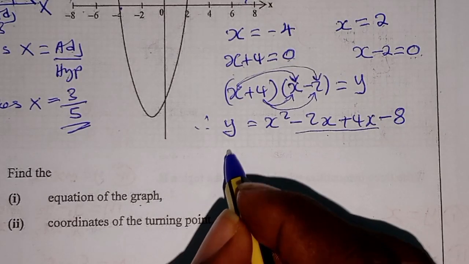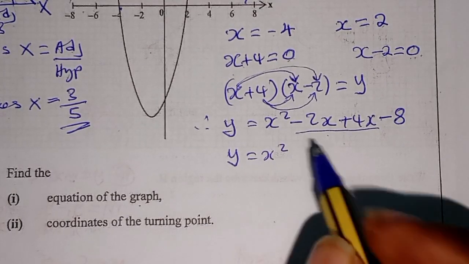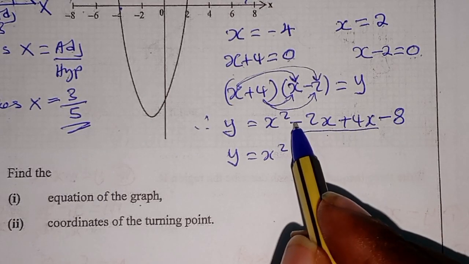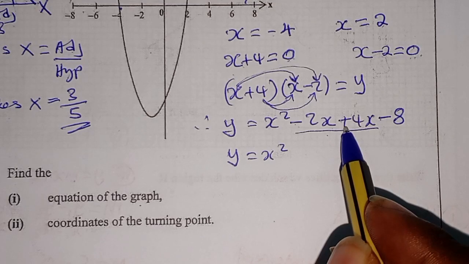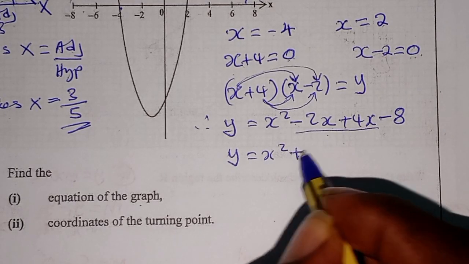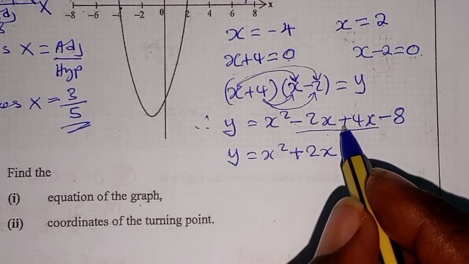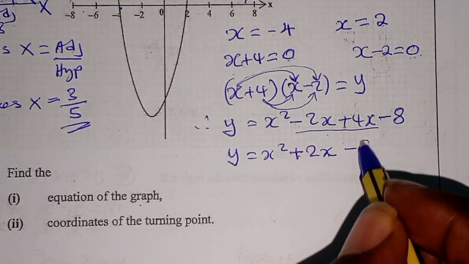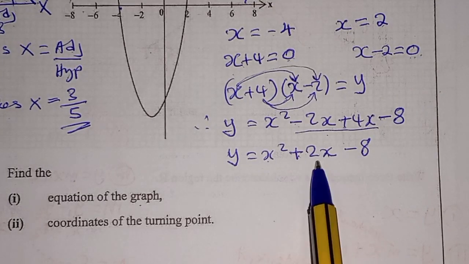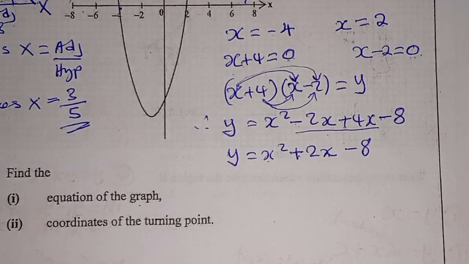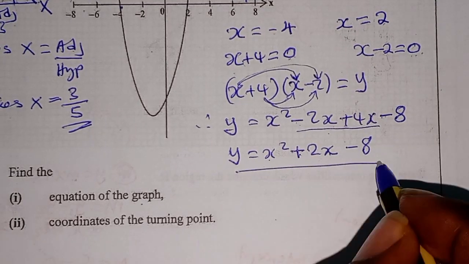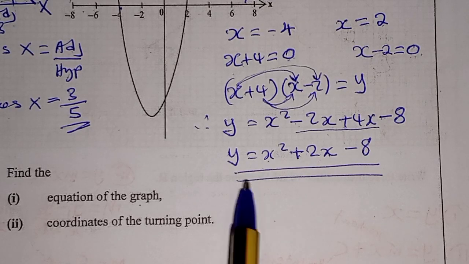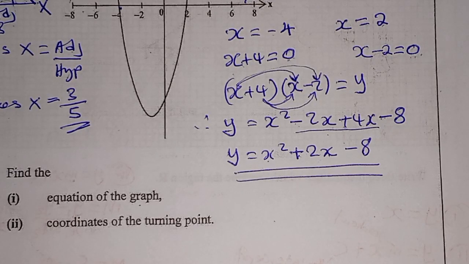These are like terms. So it will be y equals x squared, -2x plus 4x. Remember that negative and positive, we subtract. So the answer is +2x, because the sign of the bigger number is positive. So it's going to be +2x minus 8. I cannot add these two because they are not like terms. So this is my graph. That is the equation of the graph.